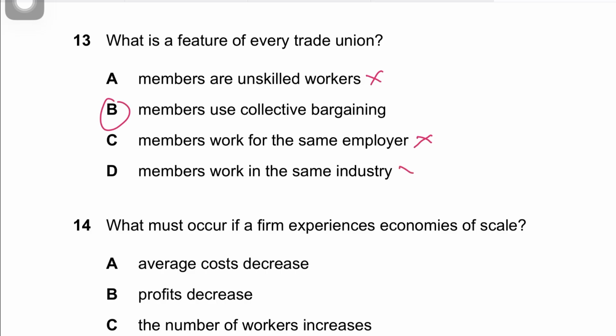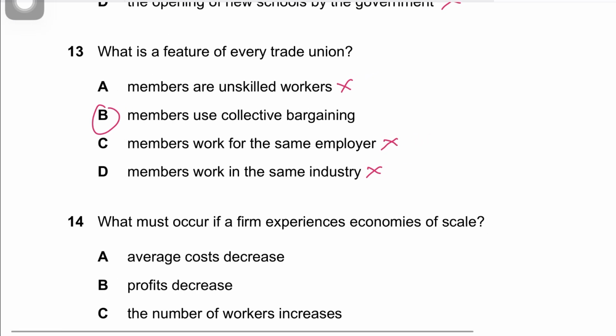D is incorrect because trade unions do not always represent workers from a single industry, right? Some unions represent workers from a range of different occupations as well. Maybe you have a national union or something, right? So again, this is incorrect as well. That is representing workers from different industries, right?